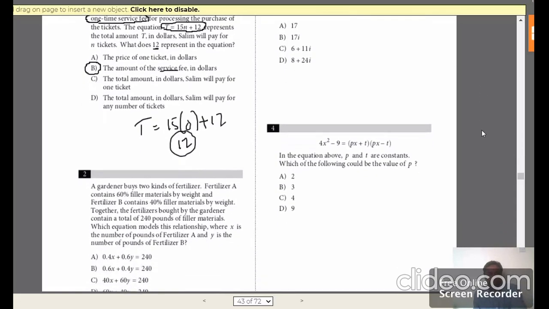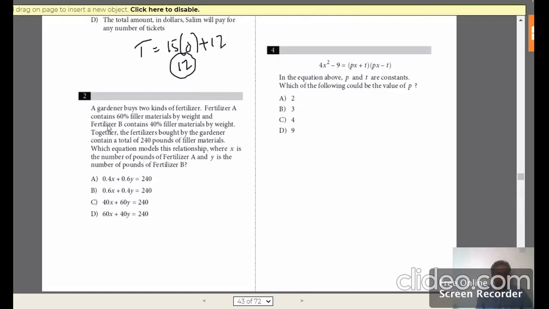Now moving on to the next set of questions, we again have a word problem. A gardener buys two kinds of fertilizer. Fertilizer A contains 60% filler material by weight, and fertilizer B contains 40% filler material by weight. Together, the fertilizers bought by the gardener contain a total of 240 pounds. So for sure our answer is going to be 240 total pounds of filler material. Now we need to check which option better represents the relationship between fertilizer A and B. Remember, they have given us x as fertilizer A and y as fertilizer B.